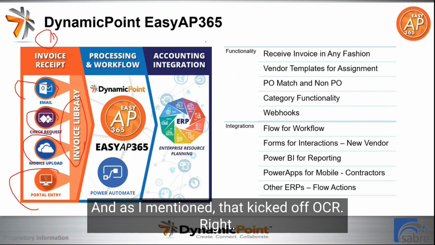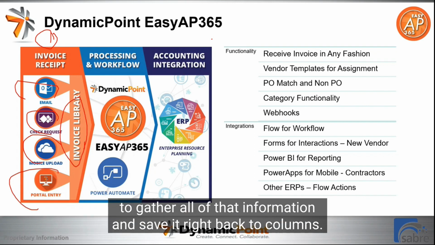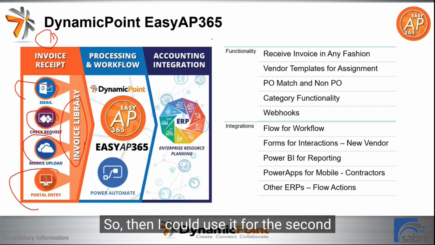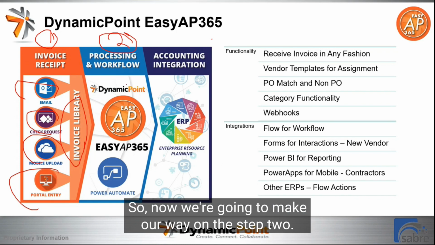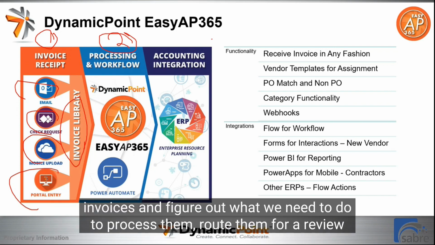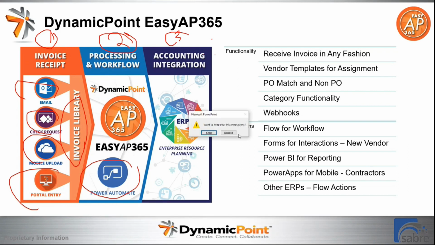And as I mentioned, that kicked off OCR, right? And OCR is using a cloud-based OCR tool that's integrated with that library to gather all of that information and save it right back to columns. So then I could use it for the second step, which is the processing of this invoice. So now we're going to make our way on to step two, and we're going to start looking at these invoices and figure out what we need to do to process them, route them for review and approval, and then ultimately get them into the accounting system. All right, let's get back out of here.